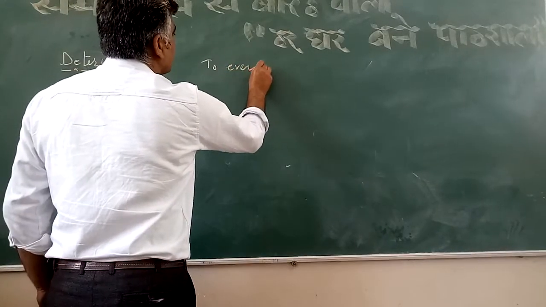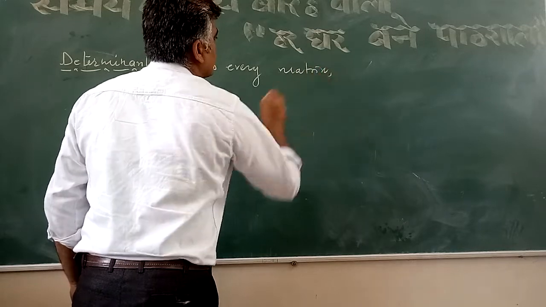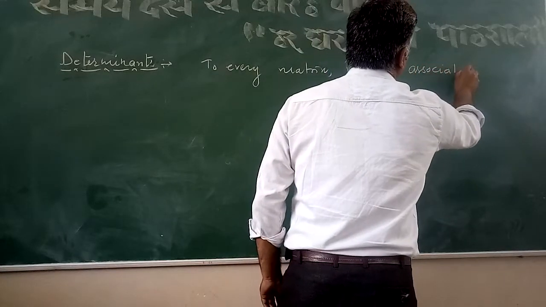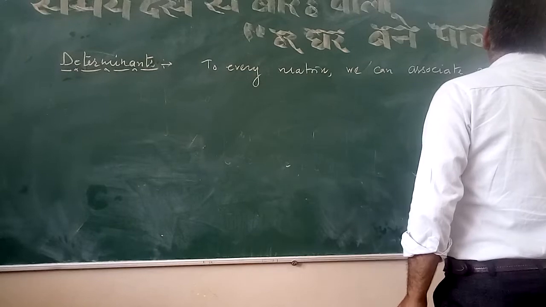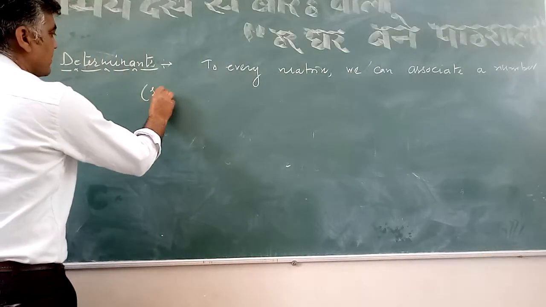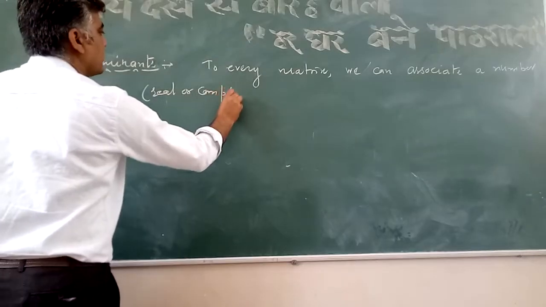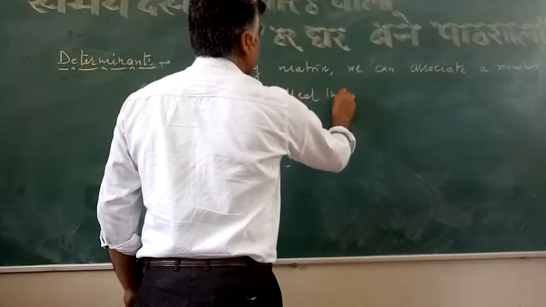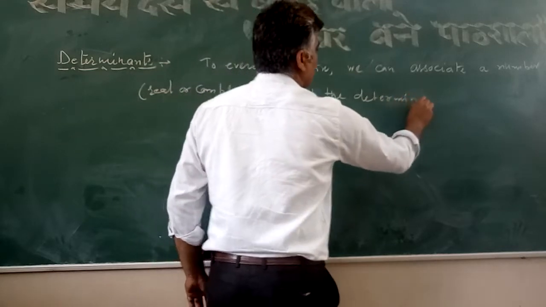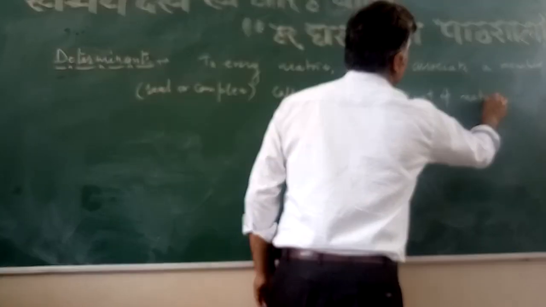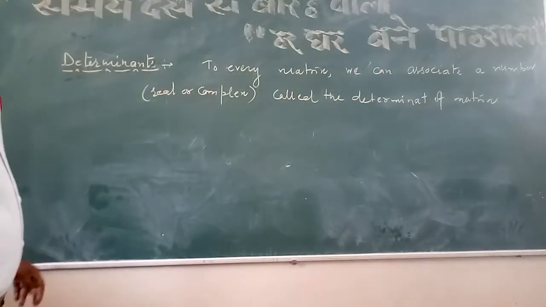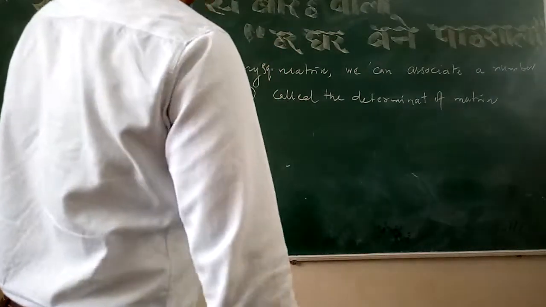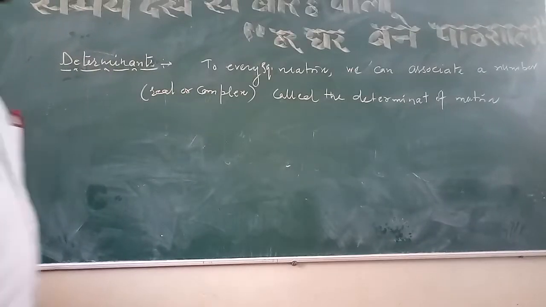So to every square matrix, we can associate a number, which may be real or complex, called the determinant of a matrix. This is the definition of determinant.